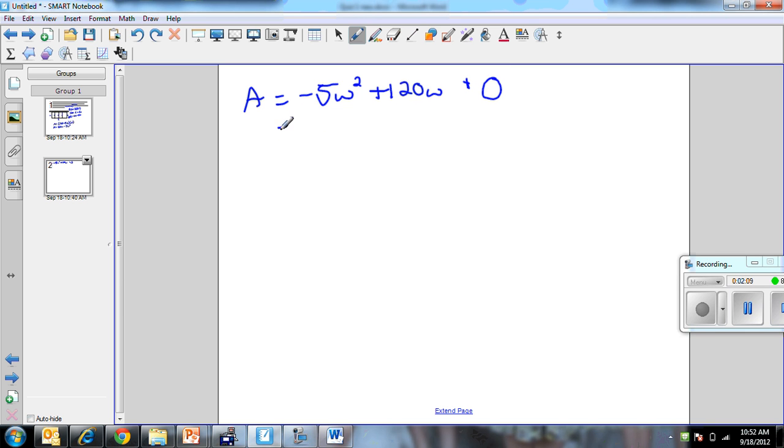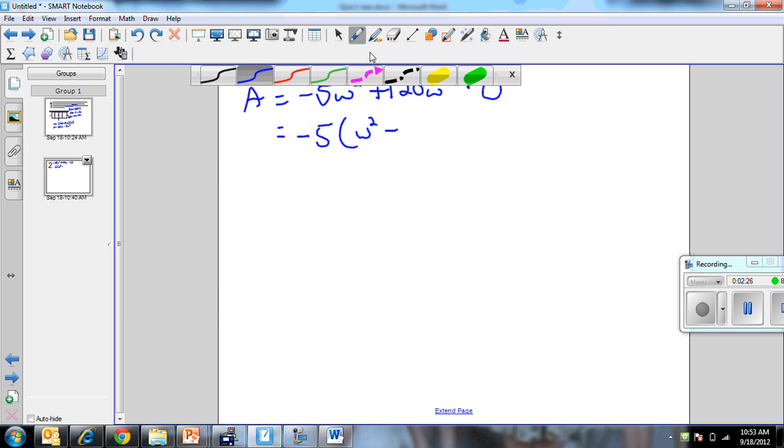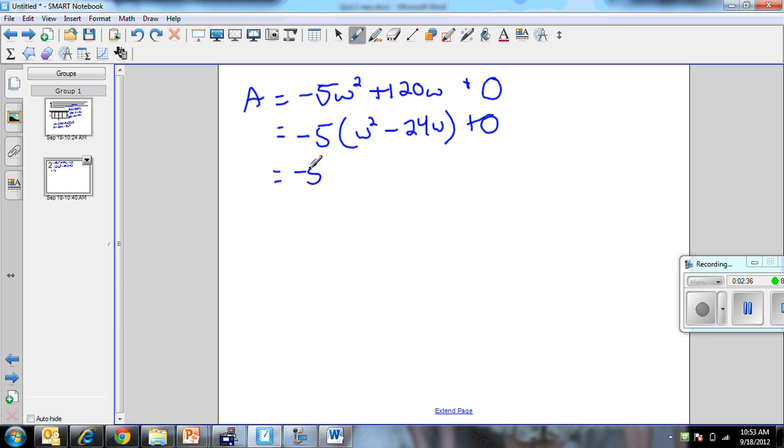Okay, now from this point we can complete the square, factor out a 5. Oops, sorry. Factor out our 5, so we get minus 24W plus 0. Find that magic number. So negative 24 divided by 2 and square it, and we get 144.